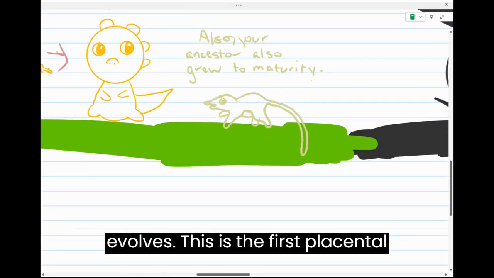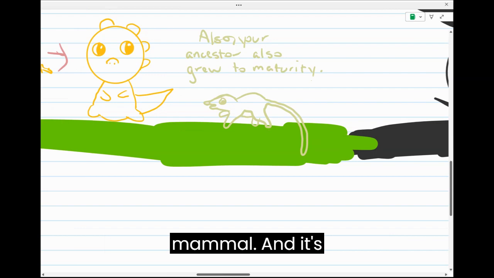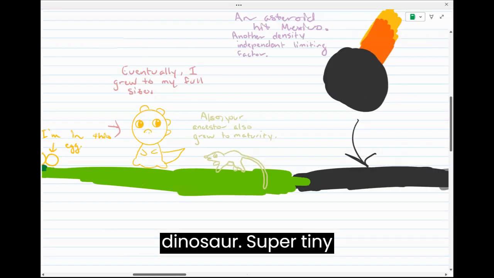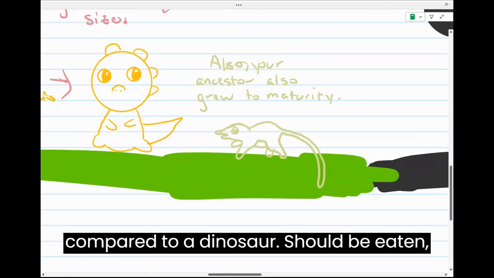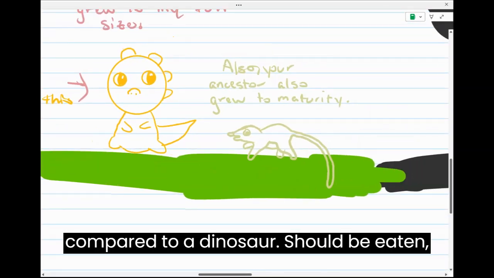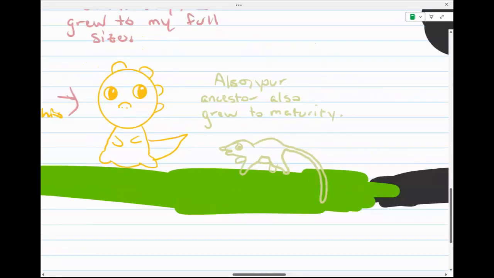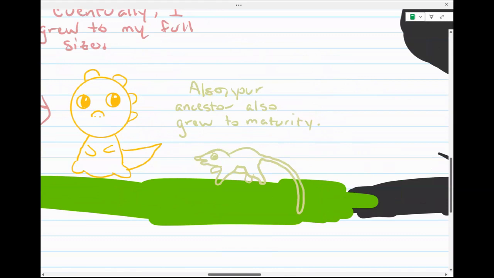So right here is another species that evolves. This is the first placental mammal. And it's right next to our little narrating dinosaur. Super tiny compared to our dinosaur. Should be eaten. Should not have survived. So why is it that we're alive and the dinosaurs aren't?